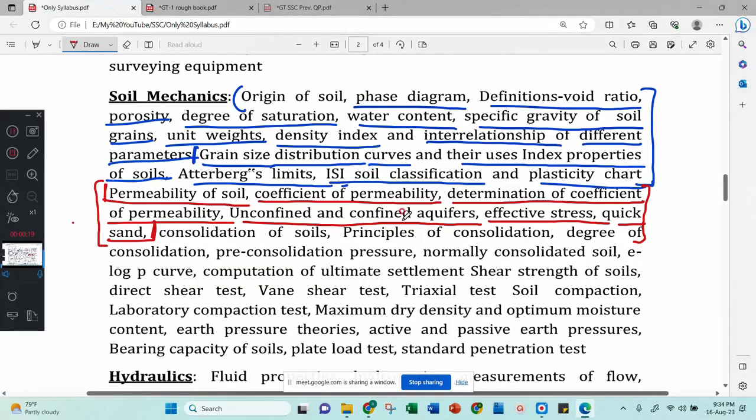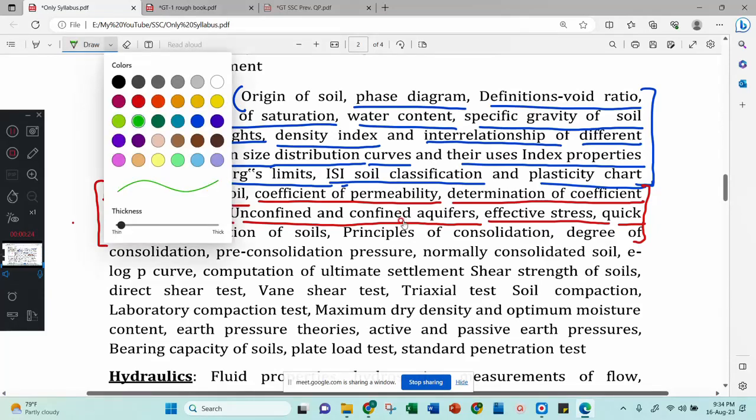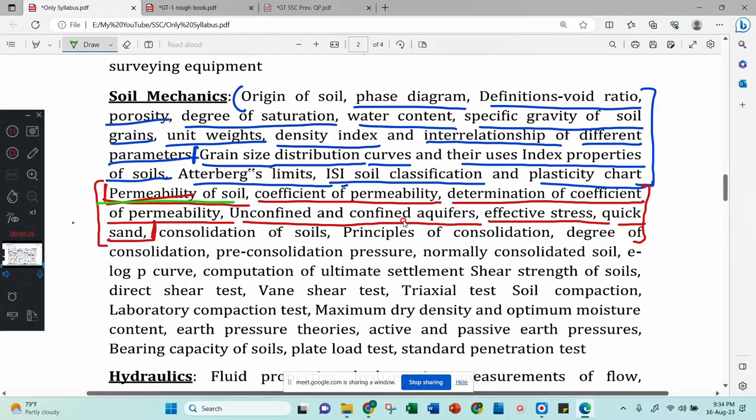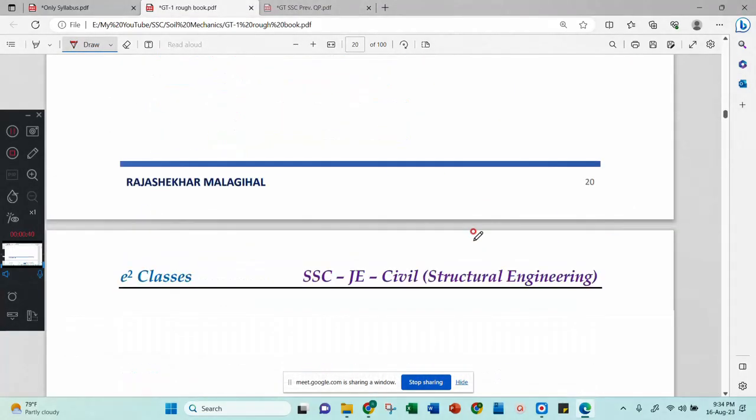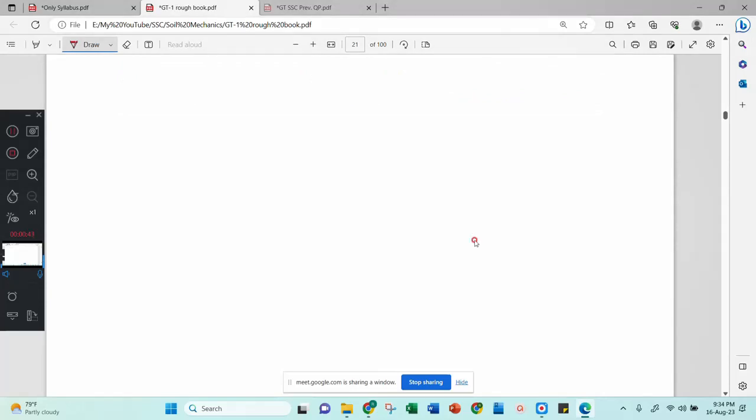Till now we have discussed the permeability. We'll go to the syllabus. Look here: permeability, coefficient of permeability, determination of coefficient of permeability, then confined and unconfined aquifers. Now we will go to the effective stress concept. This concept was investigated or studied by Terzaghi.